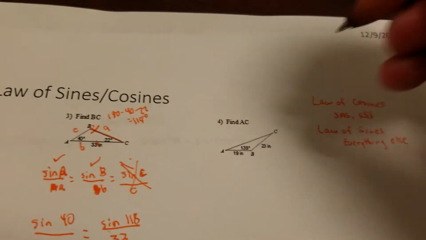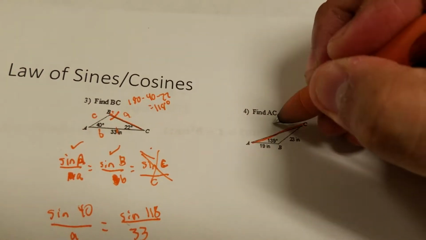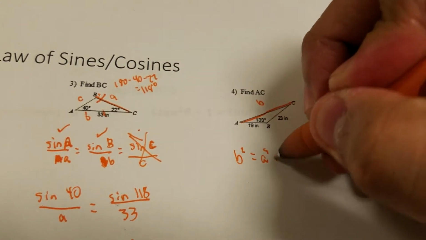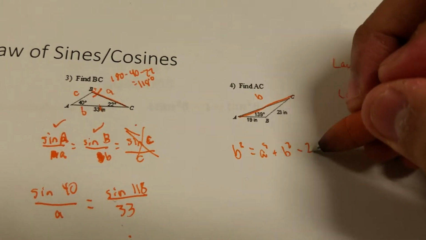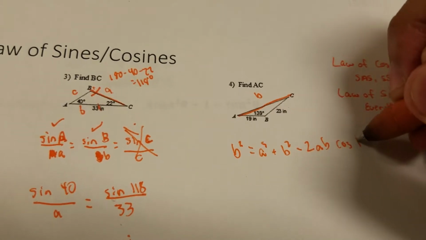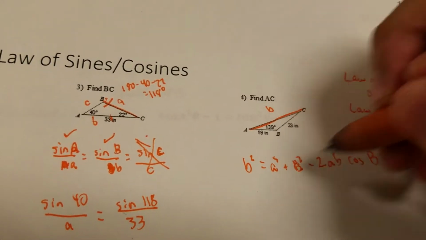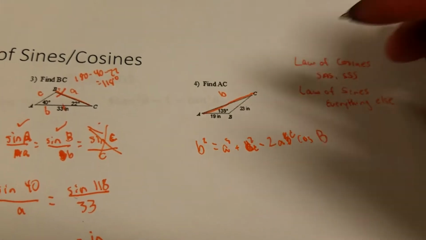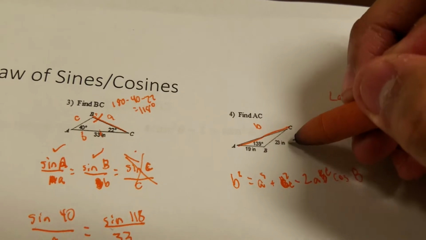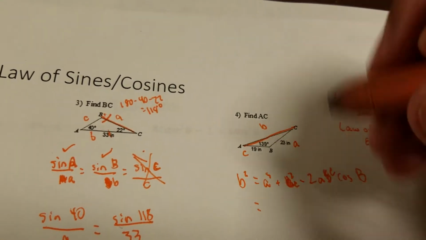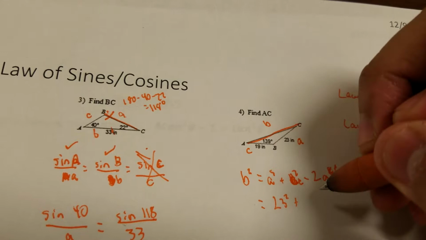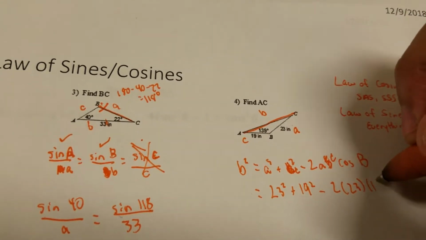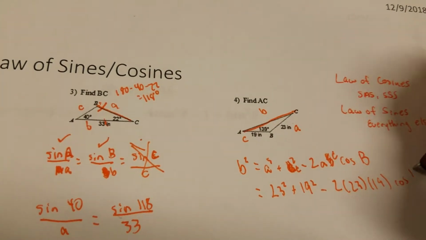Okay, and so the next one here, this does have side angle side, so I will use the law of cosines. And I'm asking for side AC, which is side little b. Okay, so b squared is equal to a squared plus c squared minus 2ac cosine of angle B. I'm sorry, this should be a c. Okay, so this is side A over here and side C, so I just plug in my numbers: 23 squared plus 19 squared minus 2 times 23 times 19 cosine of 139.